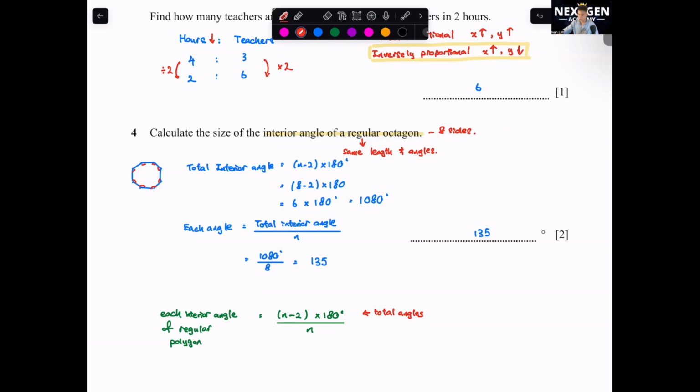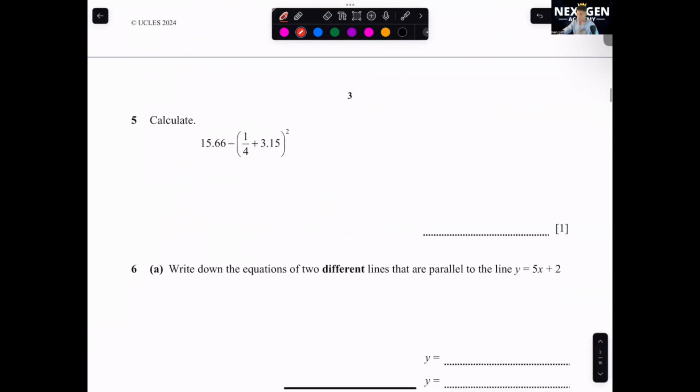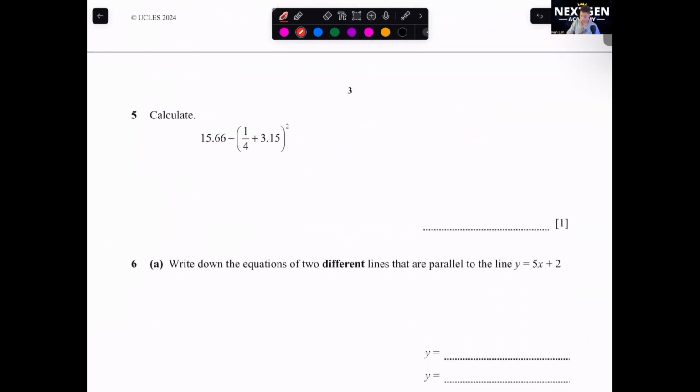All right, let's move on to question 5. This one, just type in the calculator. If you're not confident, type the 1 inside the bracket first. 1 over 4 plus 3.15. We will get here 15.66 minus 3.4 squared. Do one at a time. But actually you don't need to type out one by one.